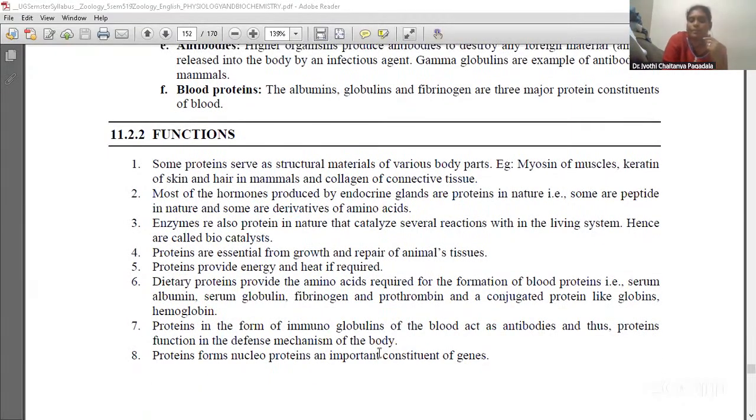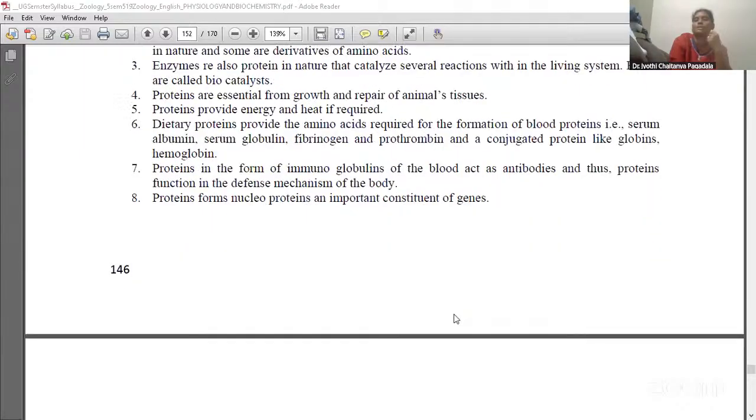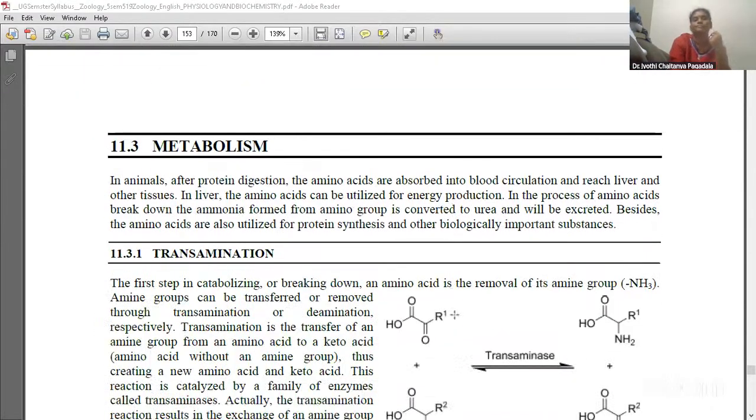Proteins in the form of immunoglobulins, just now we discussed. Yes, immunoglobulins play the major role when the body defense mechanism is required, acting as antibodies against the antigens. So here the proteins function in the defense mechanism of the body. And proteins form nucleoproteins, those were important constituents of the genes.